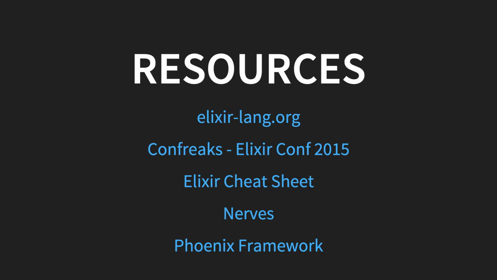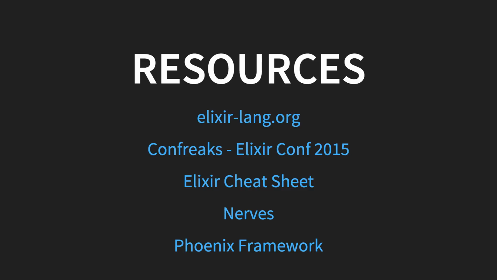Nerves, I wanted to mention, is a Linux distribution that is extremely small, around 18 megs uncompressed, and it's developed for Raspberry Pi and BeagleBone to run. It's basically something that boots up in like 5 or 10 seconds directly into the Erlang virtual machine, so you can do embedded Elixir or embedded Erlang on it. And then Phoenix is the popular web framework for making web apps with Elixir. So those are all the resources I would recommend if you want to know more about the language.